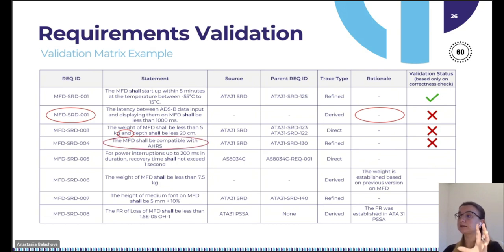Fifth requirement, ID correct, trace type, source, standard correct, statement achievable, verifiable, necessary, correct. Sixth requirement, ID correct. However, the statement conflicts with another requirement about weight, should be reworked. Seventh and eighth are correct. I hope now you are awake a little bit and we are ready to move on.